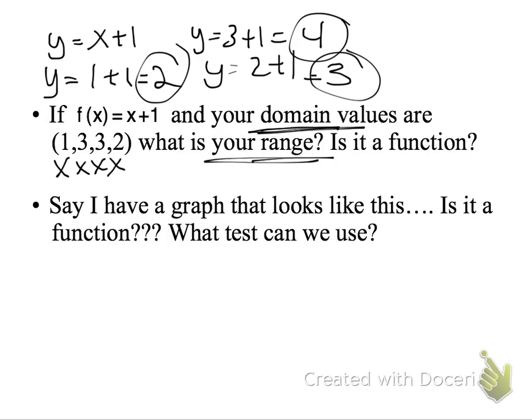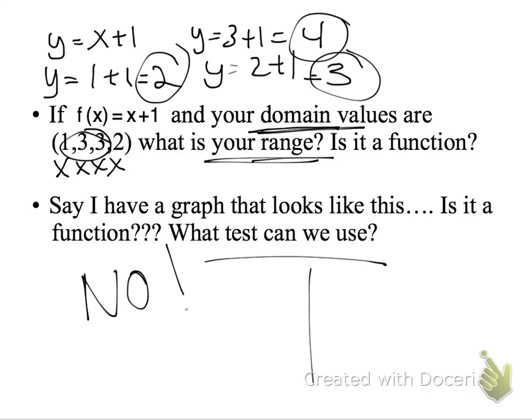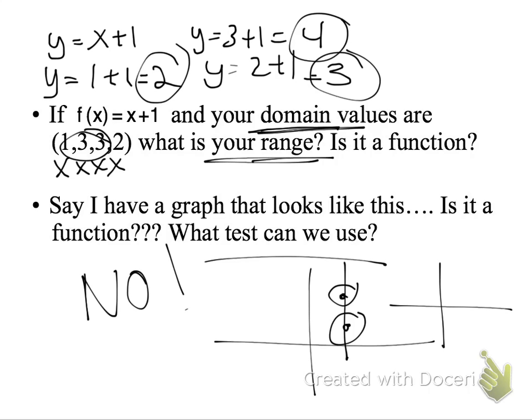Okay, is it a function? Looking at this, my domain values, my x values cannot repeat because it will not pass the vertical line test. So, because I have repeating 3's, it is not a function. Okay? And what test can we use? The vertical line test. If I have the same x value twice, it's not going to pass my vertical line test because it crosses twice. So that means if I had a graph that looks like this, it's not a function because it crosses twice.